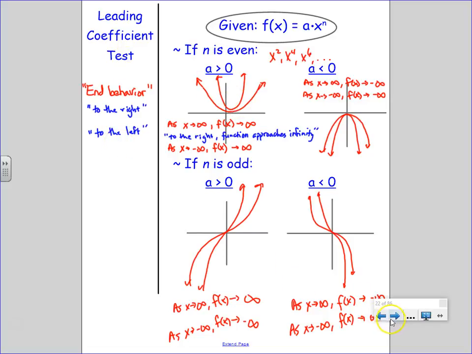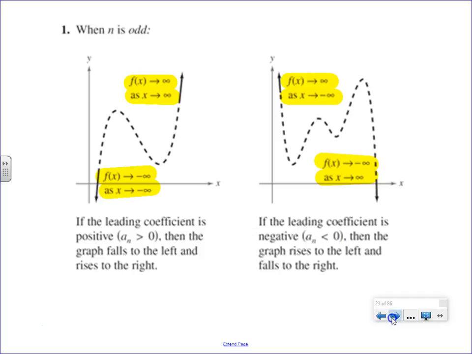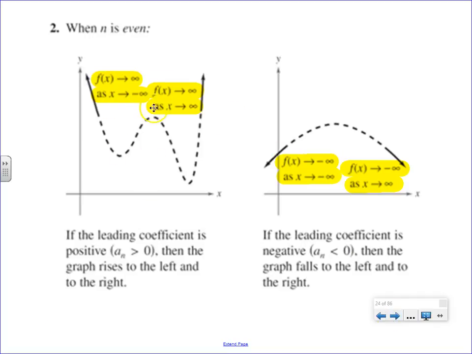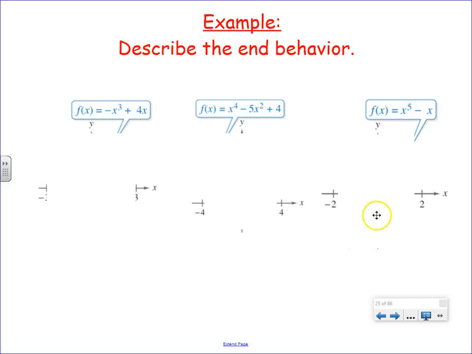Does that kind of make sense? No matter how messy they get, the end behaviors, no matter how messy even evens get, as long as the leading coefficient is positive, you're going up to the right, up to the left, and down to the left, down to the right, the leading coefficient is negative.